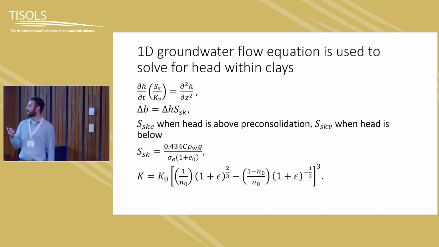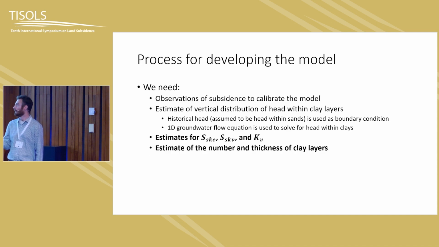We allowed SSK and K to vary as a function of effective stress and porosity, because it's such a long time period that it's very likely you're going to have a decrease in those parameters over time, similar to what Matt saw in a different part of the valley. Okay, then we did estimates for our parameters, right? Our geomechanical and our hydrologic parameters.